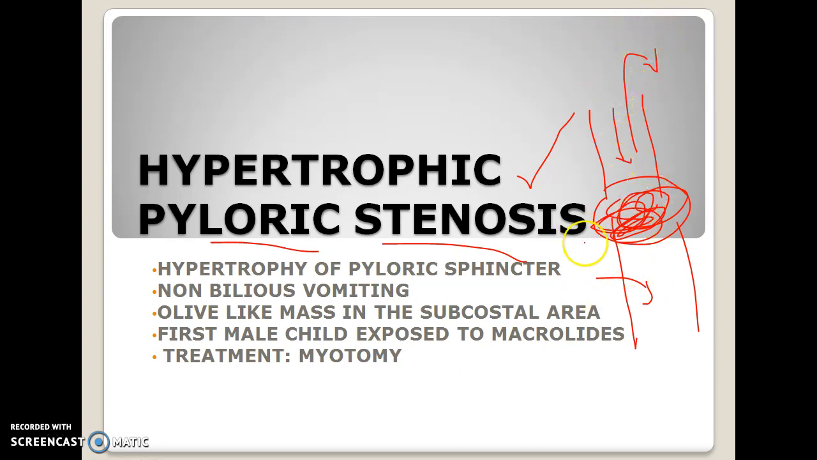And what you have to remember is male and macrolides. The first male child who has in utero exposure to macrolides is prone to develop hypertrophic pyloric stenosis. Now when something is in excess, what do you do? You just remove it. So the treatment is myotomy, just cut off the muscle. It is as simple as that.